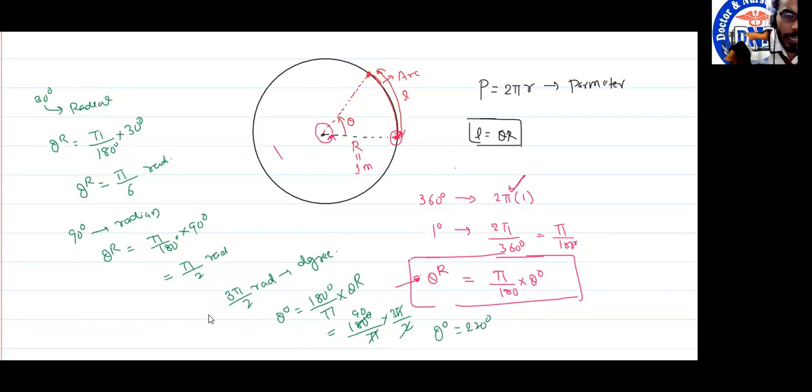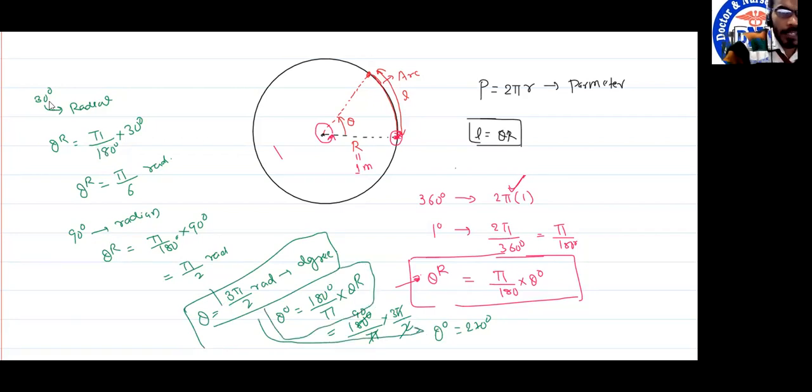So if you have theta in radians, you can convert it into degrees by using this formula. And if you have an angle in degrees, you can calculate the angle in radians by this method. Very simple. So we can convert the angle theta from radian to degree and degree to radian. The remaining things we will discuss tomorrow.